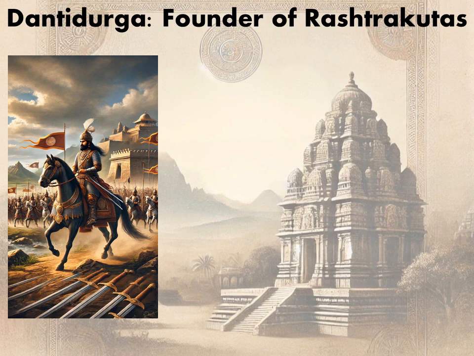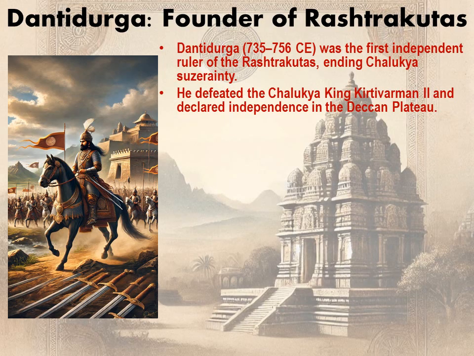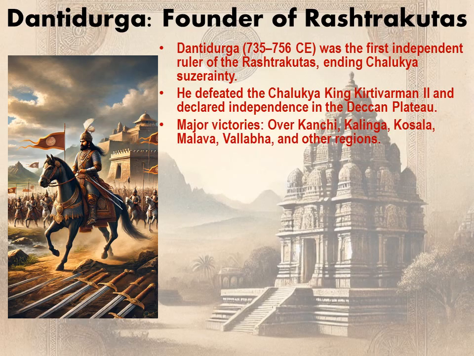Danti Durga, founder of the Rashtrakutas. Danti Durga, 735 to 756 CE, was the first independent ruler of the Rashtrakutas, ending Chalukya suzerainty. He defeated the Chalukya king Kirtivarman II and declared independence in the Deccan Plateau.